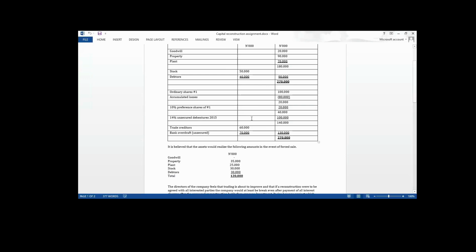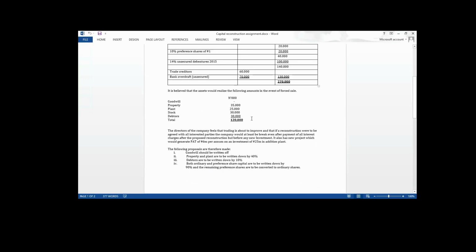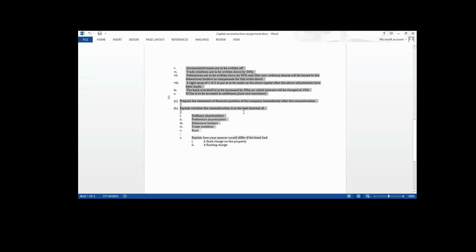It is believed that the assets will realize the following amounts in the event of forced sales. The second paragraph is if the company is forced into liquidation, how much will the assets realize? Property, 35 million. Plant, 25 million. Stock, 30 million. Debtors, 30 million. The assets will realize 120 million. The directors of the company feel that, let me expand this.